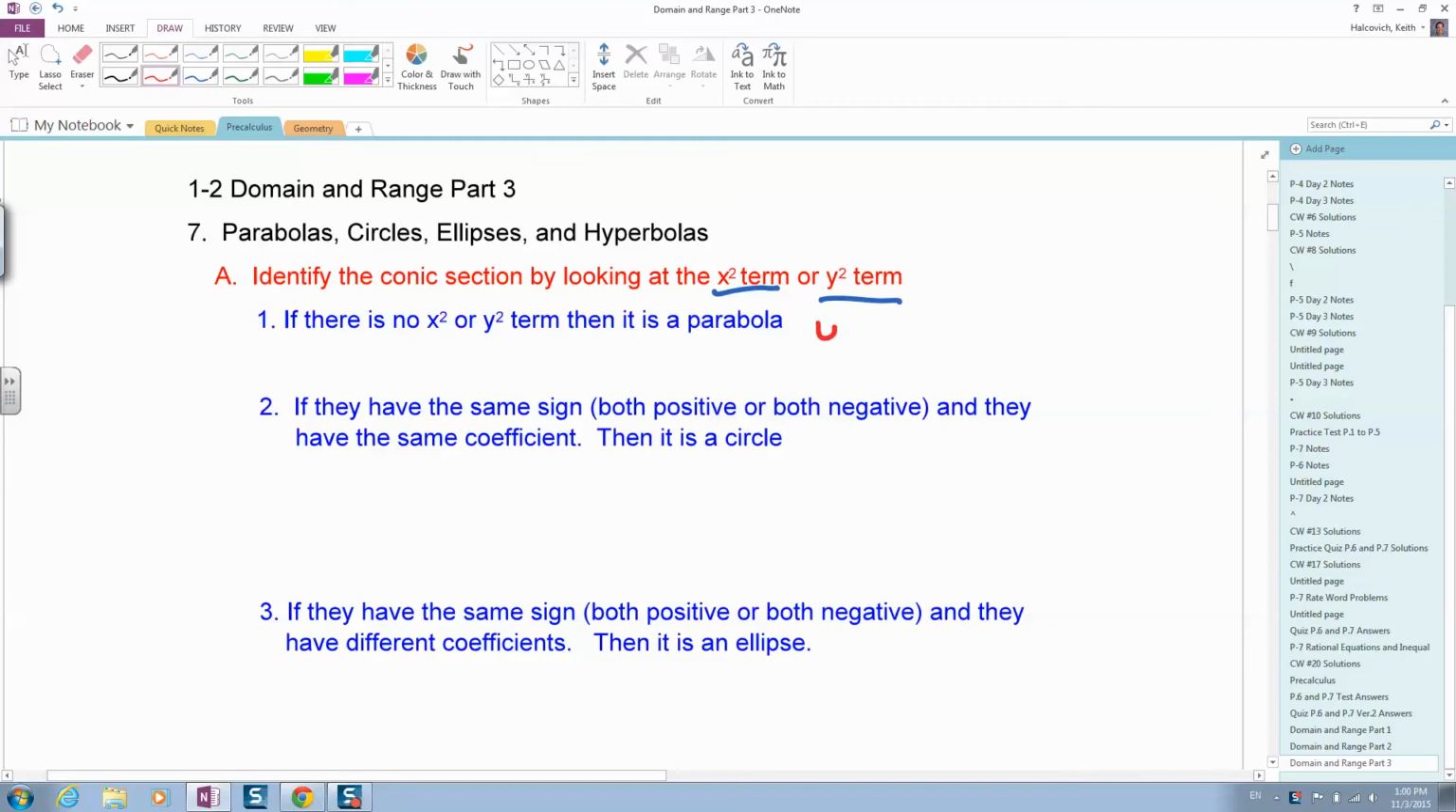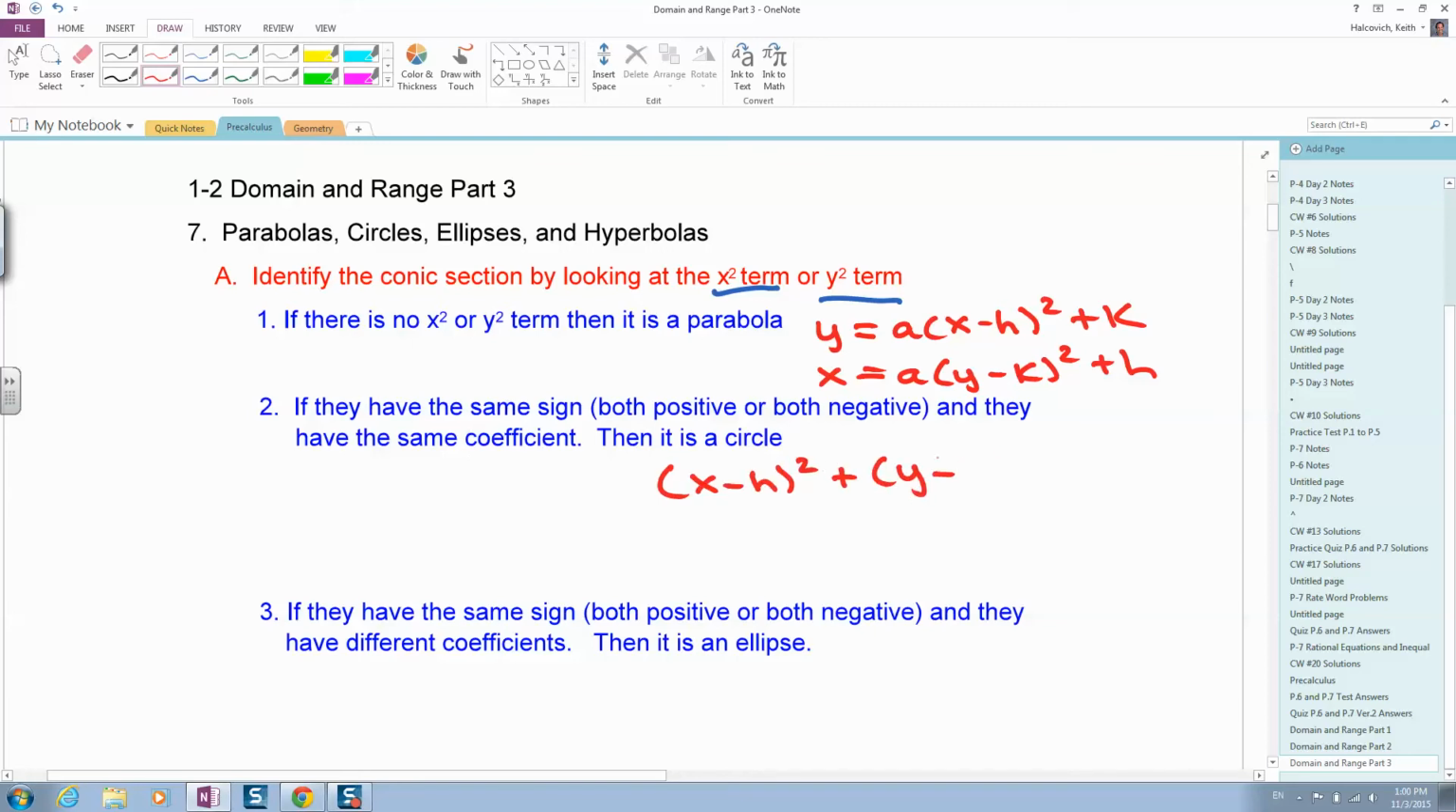So for example, you could have y equals a times x minus h squared plus k, or you could have x equals a times y minus k squared plus h. Those are the standard form equations for a parabola, but notice only one of the terms is squared, not both of them. If they have the same sign, both positive or both negative, and the same coefficient, then it is a circle. So remember the standard form equation for a circle, x minus h squared plus y minus k squared equals r squared.